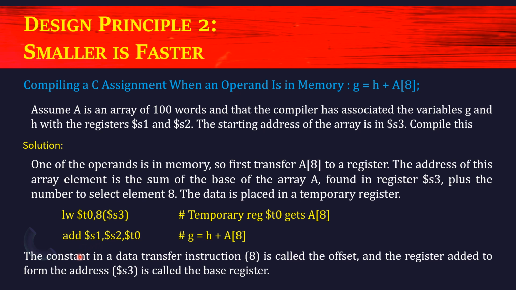The constant in the data transfer instruction, 8, is called the offset, and the register added to form the address, $s3, is called the base register. So $s3 holds the base address, or the starting address, of the array. To that starting address we add this offset value to get that particular memory operand.